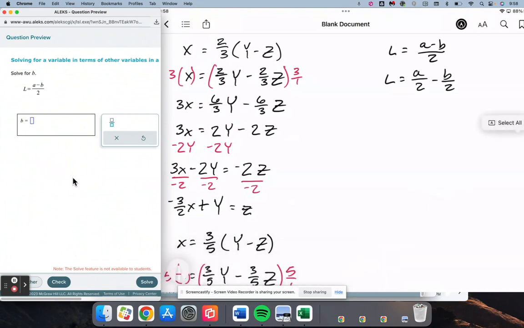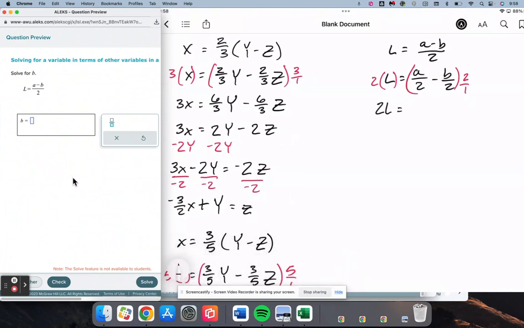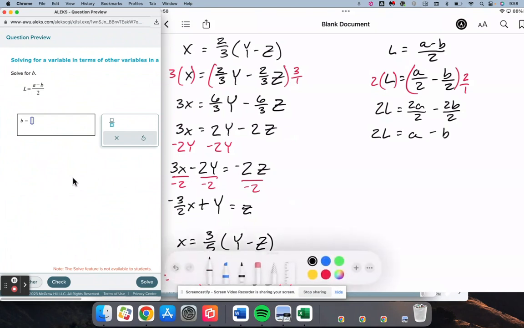So we can see our denominator is 2. We're going to multiply both sides by 2. We get 2L is equal to 2A over 2 minus 2B over 2. Simplifying those fractions, we get 2L equals 2 divided by 2 is A, and 2 divided by 2 is 1, so A minus B. Solving for B, we can see that there's a positive A over there with it. We need to subtract A.